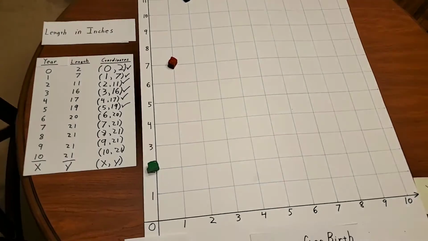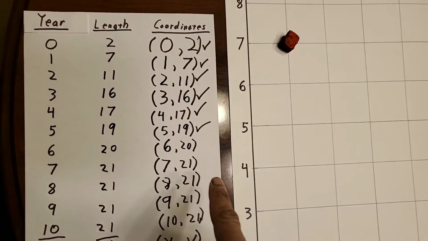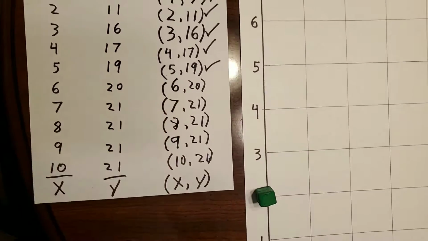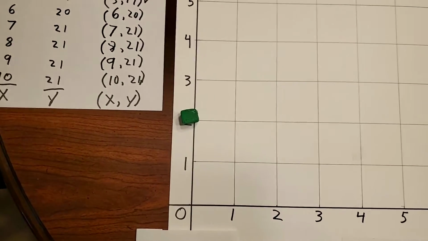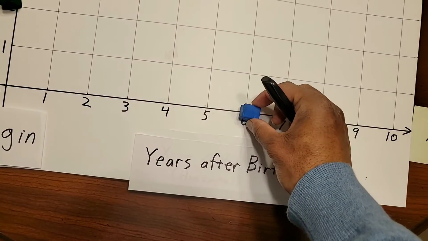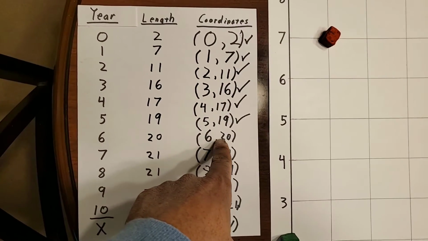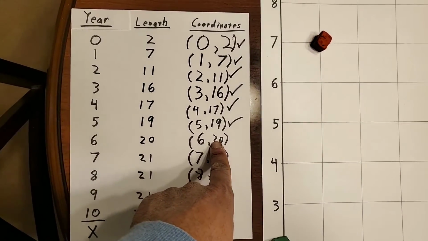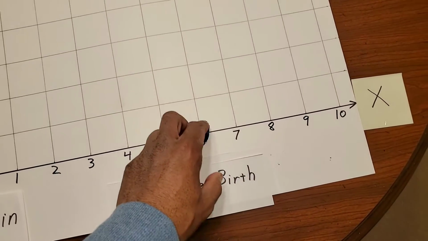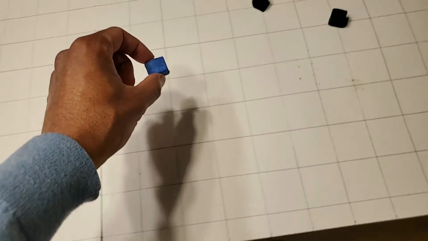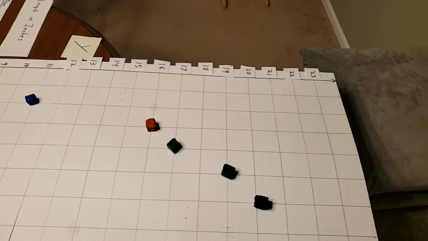Okay, let's go to year 6. Year 6, what's the x-axis? The x-axis is 6, so we're going to put one on year 6. And where's the y-axis? How tall will it be? It's 20. So where are we going to move this up on the y-axis? We're going to move this all the way up to 20. Everybody see where 20 is? There we go. Okay.